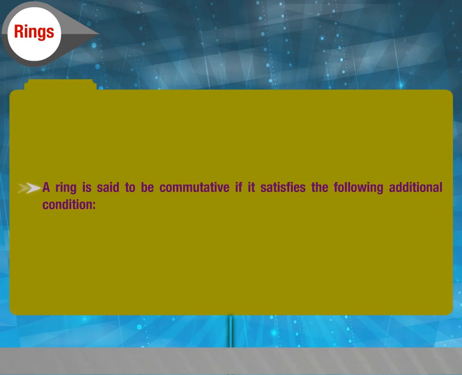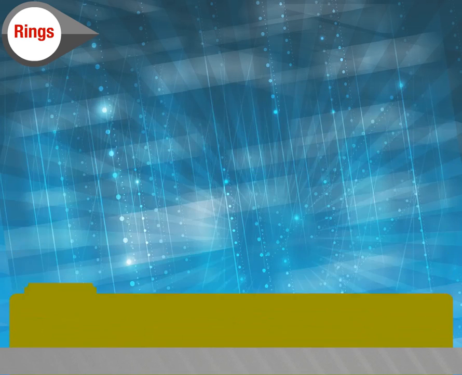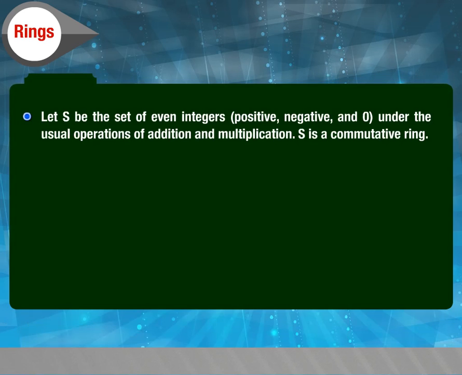A ring is said to be commutative if it satisfies the following additional condition. M4. Commutativity of multiplication. ab = ba for all a, b in R. Let S be the set of even integers, positive, negative and 0, under the usual operations of addition and multiplication. S is a commutative ring.